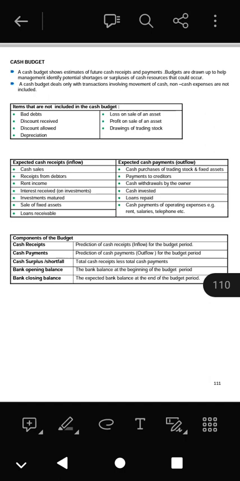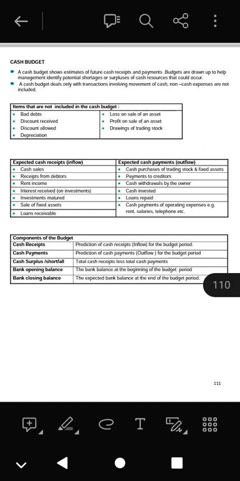Okay, lastly, now let's look at the components of the cash budget. So we have got the cash receipts. Remember, these are forecasts of cash receipts or inflows in the budget period. And then we've got cash payments. These are also predictions of the cash payments or outflow for the budget period. Cash surplus or shortfall: total cash receipts less total cash payments.